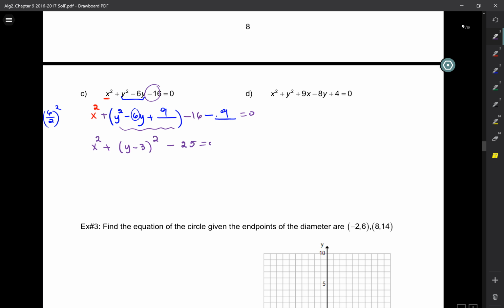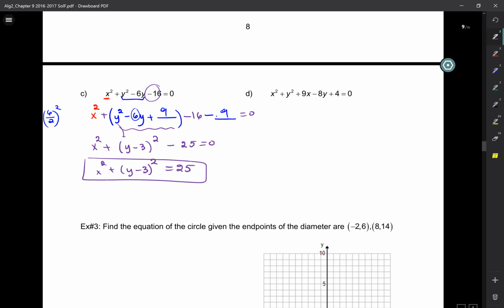Why did it become y minus 3 squared? Well, this is how we factor when we complete the square. You take the square root of the first. Right. Now we need to make this look like an equation of the circle. So where is the 25 going to have to go? To the other side. So x squared plus y minus 3 squared is equal to 25.